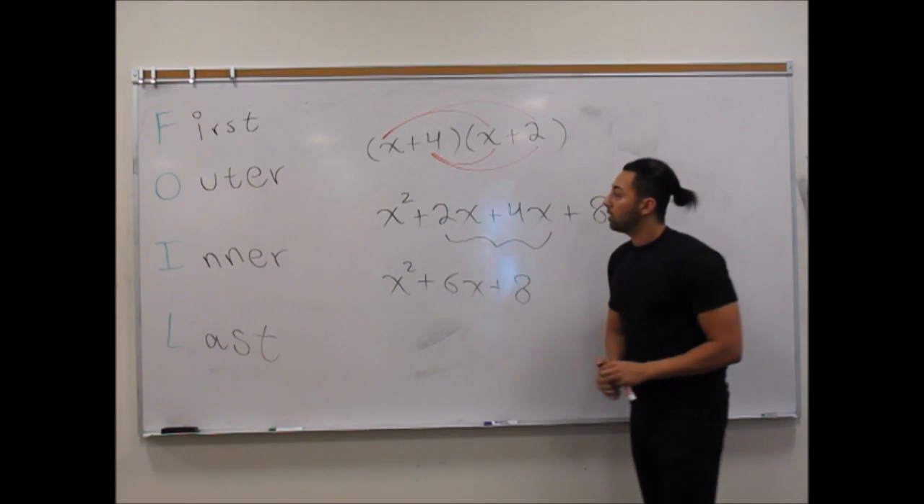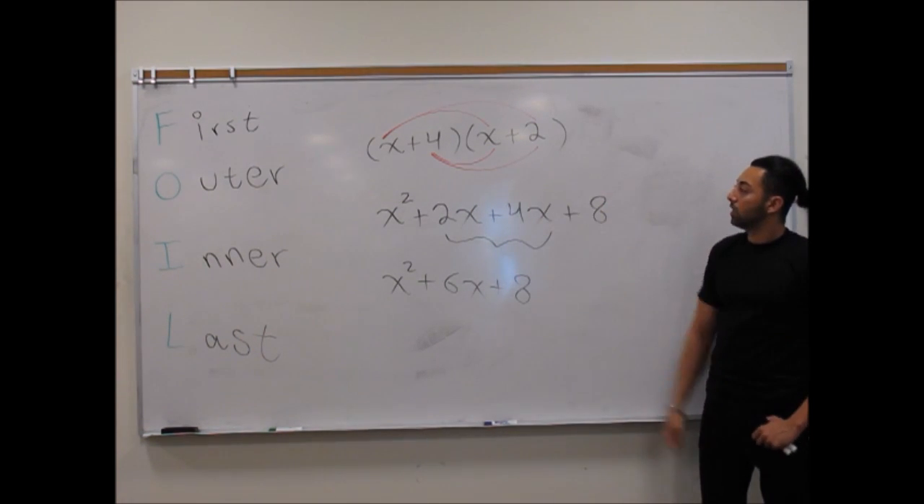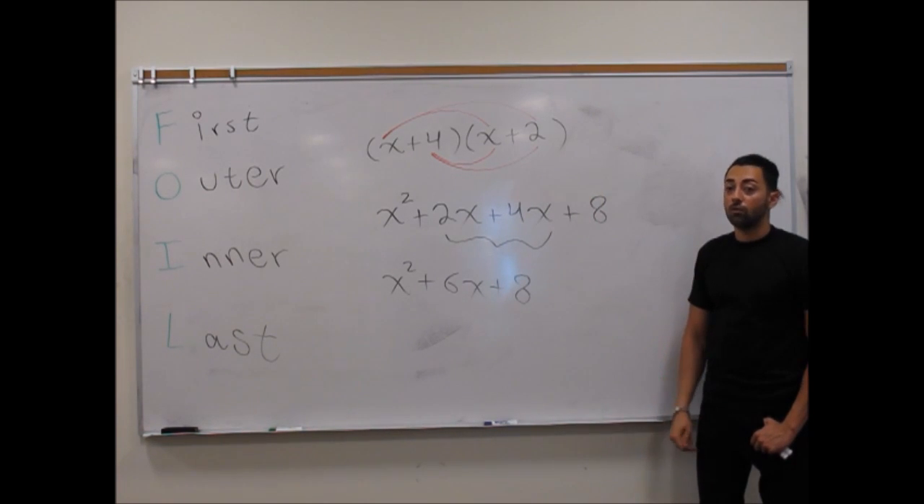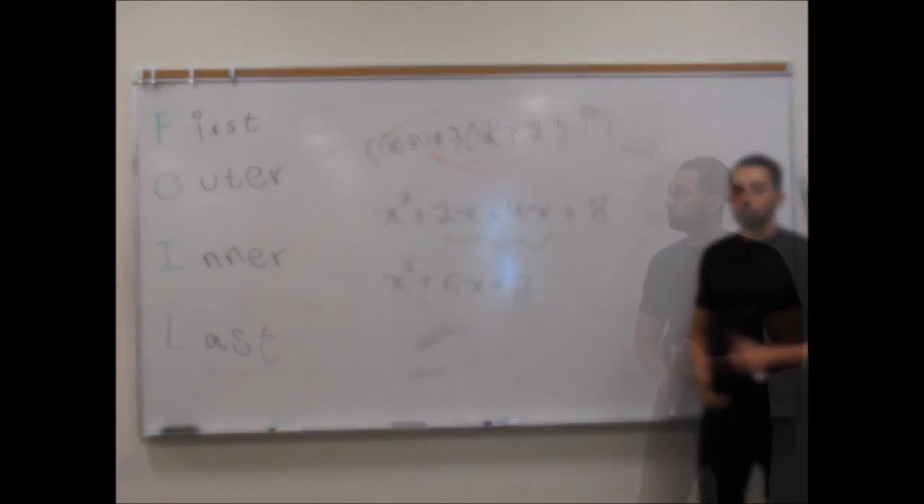So that's how you would go about multiplying these two binomials together. You'd have to use the FOIL method to do it. So let's go ahead and do some more examples.